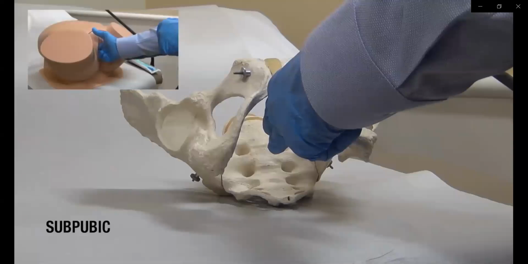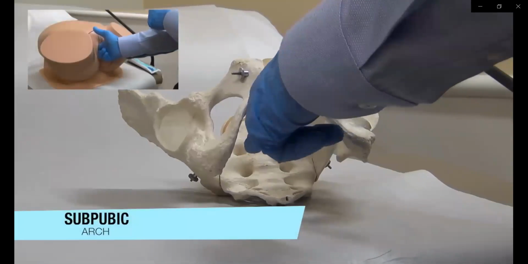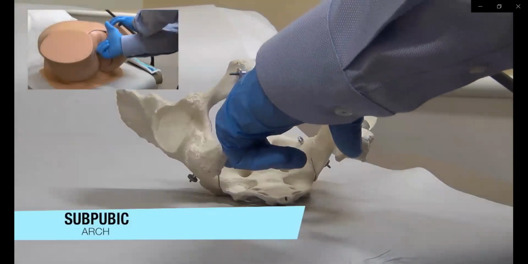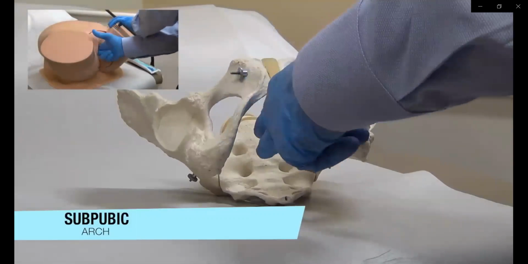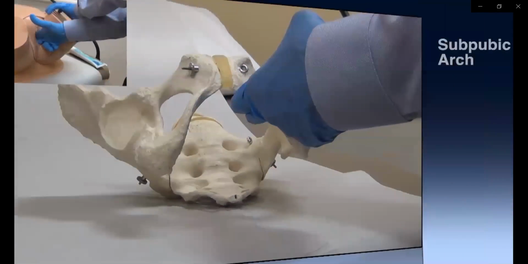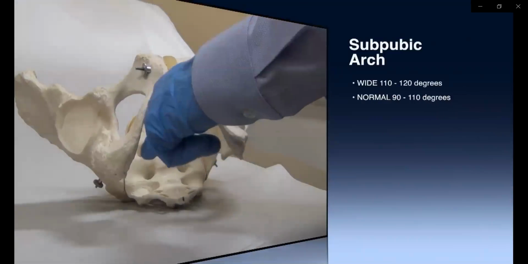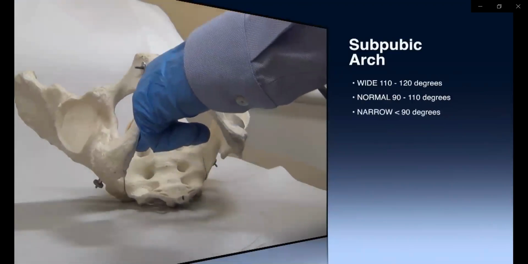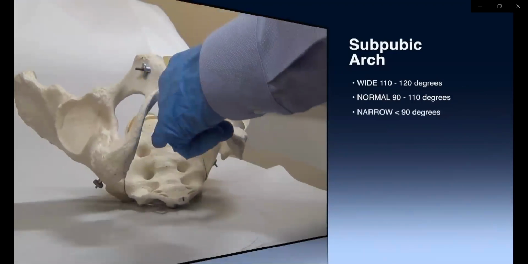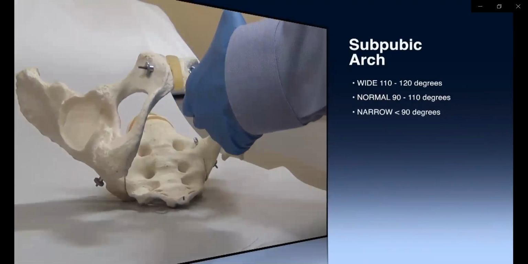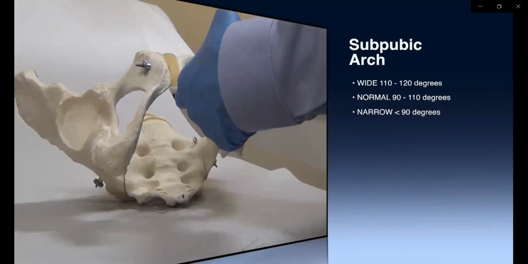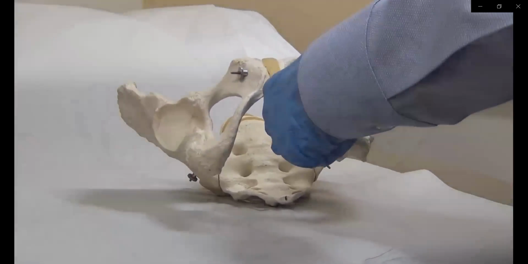Finally, the subpubic arch. This can be performed by palpating the anterior aspect of the pubic bone and estimating the arch. It is 120 degrees wide, greater than 90 degrees but less than 110 degrees, which is average, or less than 90 degrees, which is narrow. This is the final assessment of the pelvic outlet.